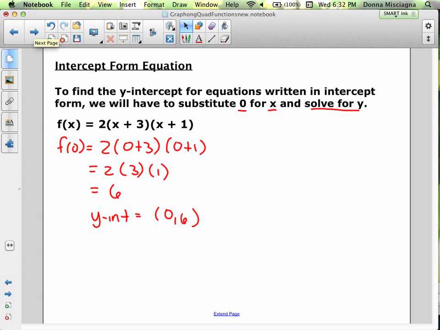And that's all there is to finding the y-intercept, whether you're working in standard form, vertex form, or intercept form. So you have to do a little bit of work for vertex and intercept form, but it's not very difficult. And you don't have to do any work at all for standard form.